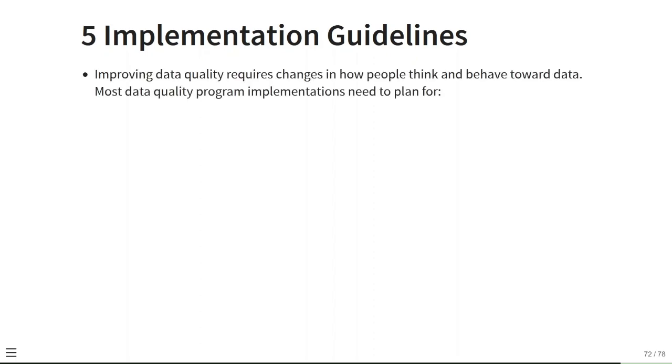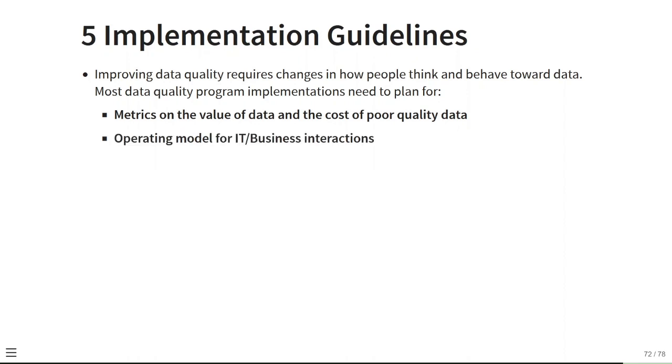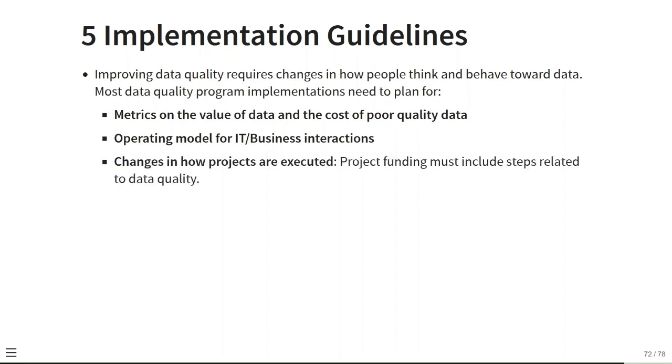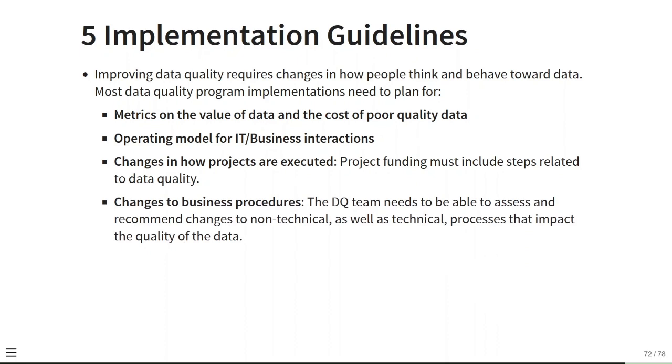Implementation guidelines. Improving data quality requires changes in how people think and behave toward data. Most data quality program implementations need to plan for metrics on the value of data and the cost of poor quality data, operating model for IT or business interactions, changes in how projects are executed, where project funding must include steps related to data quality. Changes to business procedures, where the data quality team needs to be able to assess and recommend changes to non-technical as well as technical processes that impact the quality of the data.